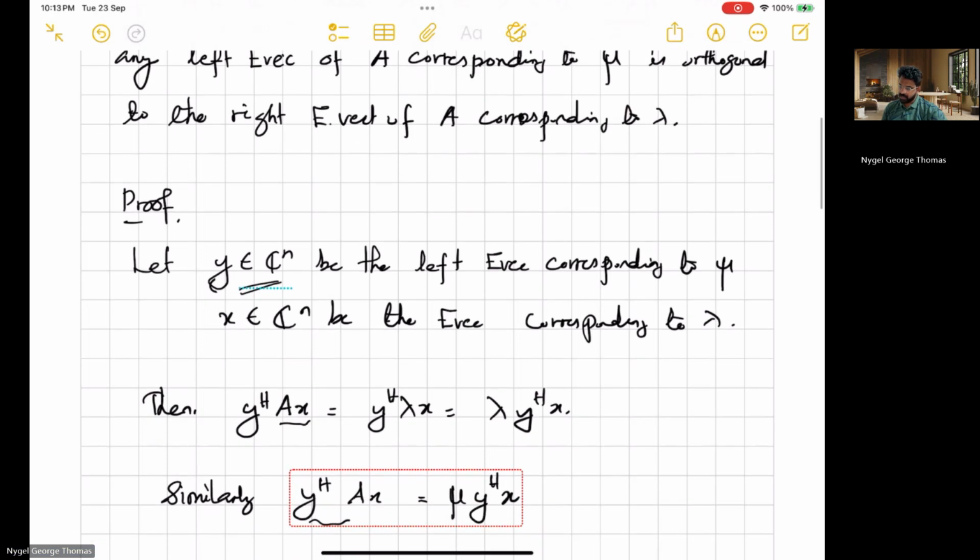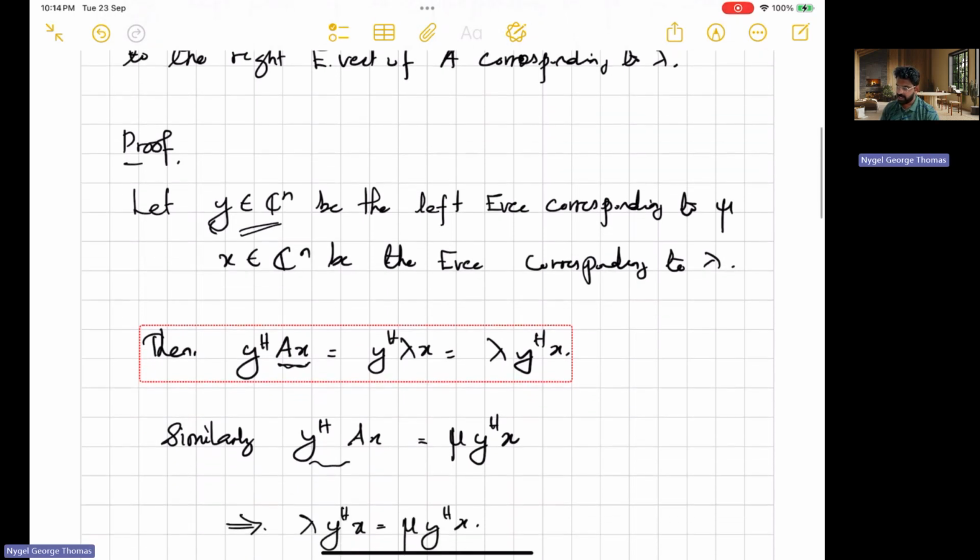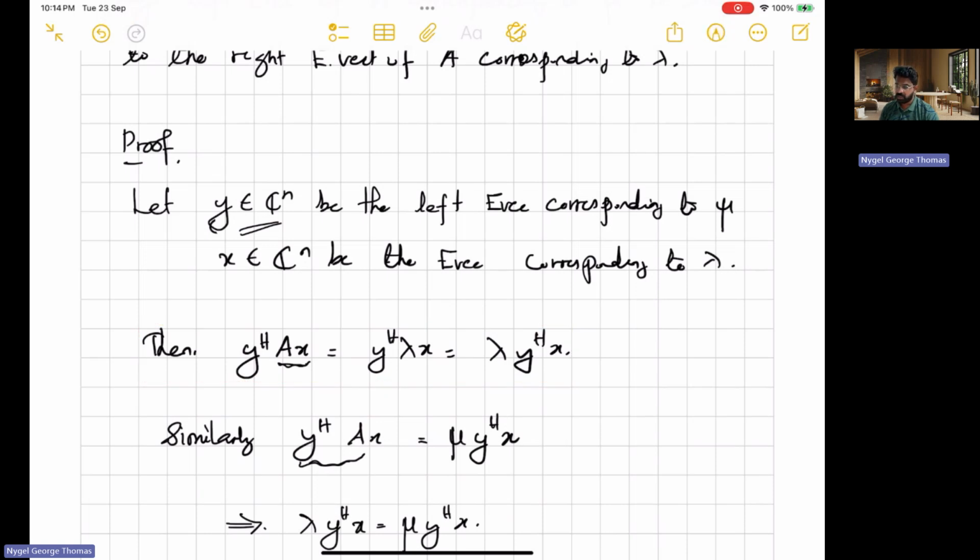Okay, so if you take this quadratic form, it's not exactly a quadratic form, it is a scalar. Why is it a scalar? Because A is n cross n, this is 1 cross n, this is n cross 1, so this will be 1 cross 1. Anyways, y Hermitian Ax. If you pair A and x together, Ax is lambda x, which is indeed lambda times y Hermitian x, right? Similarly, for y Hermitian Ax, if you pair y Hermitian and A together, it is equal to mu times y Hermitian x, right?